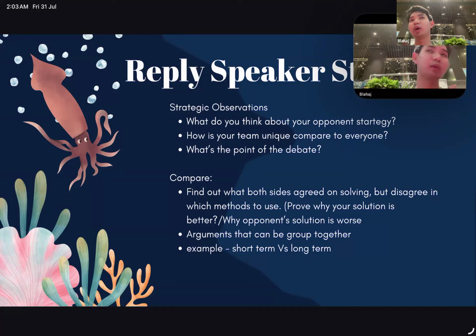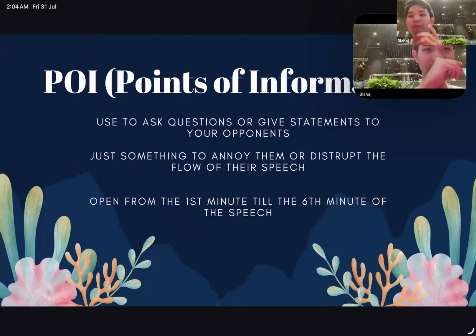It's basically the same as what I already said for the third speaker, which is to find what both sides agreed on solving, but try to disagree on which method to use. So prove why your solution is better and why your opponent's is worse, and group arguments that can be grouped together, like short term versus long term. So that's basically it. All right.